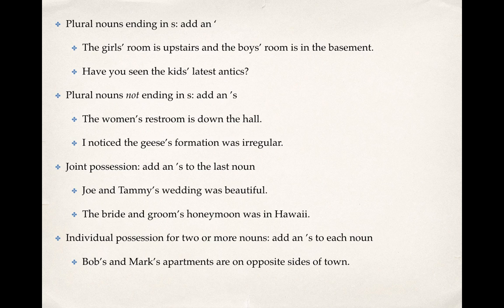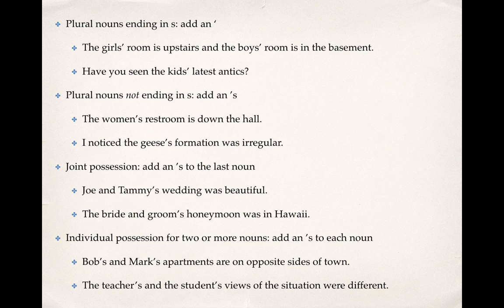So Bob and Mark each own their own separate apartments. So to make sure that's clear, we say Bob's and Mark's apartments. Otherwise, if we said Bob and Mark's apartments, it would sound like they both own the same apartment. But we are trying to communicate that they own different apartments. The teachers' and the students' views of the situation were different. Two different views, so we need apostrophe S next to each noun.